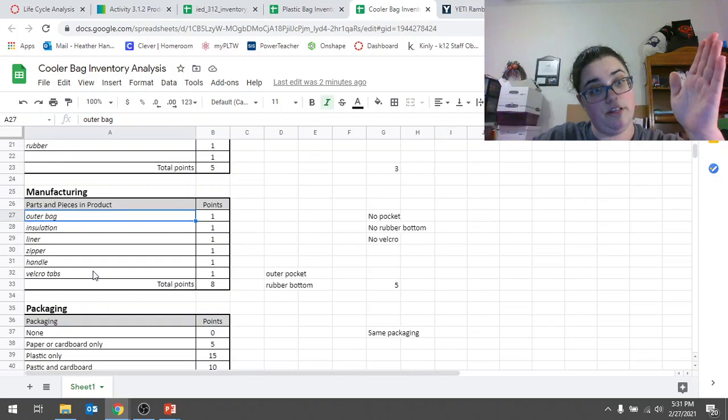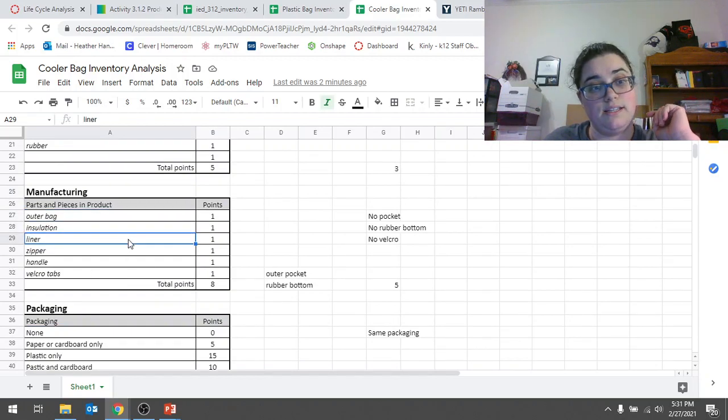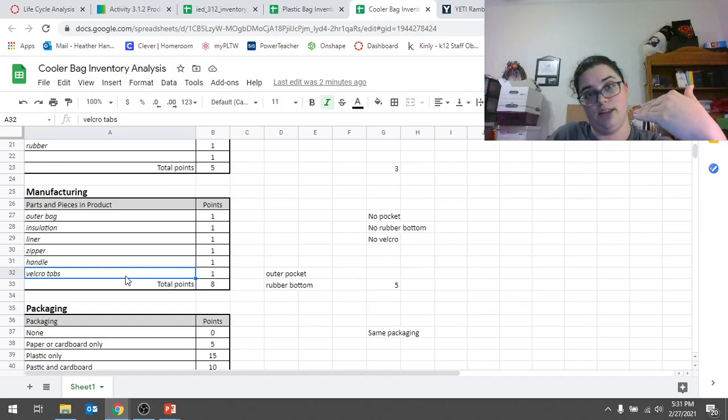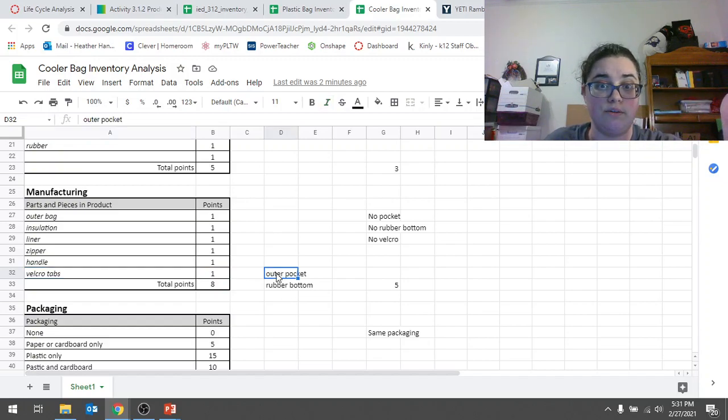Manufacturing. My bag has an outer layer. It's got the insulation layer. It's got a liner. It's got a zipper. It's got handles that are sewn on. It's got Velcro tabs, on the bottom and on the side of it, because when you're not using it, the idea is you lay it flat and fold it, and then fold the bottom up so it sticks to the Velcro. They stick to each other, and it takes up less space. It's got an outer pocket that's sewn on. It's got a rubberized outside bottom part. It's got a tag sewn onto it. It's got a lot of parts. I stopped there because that's 8 parts.